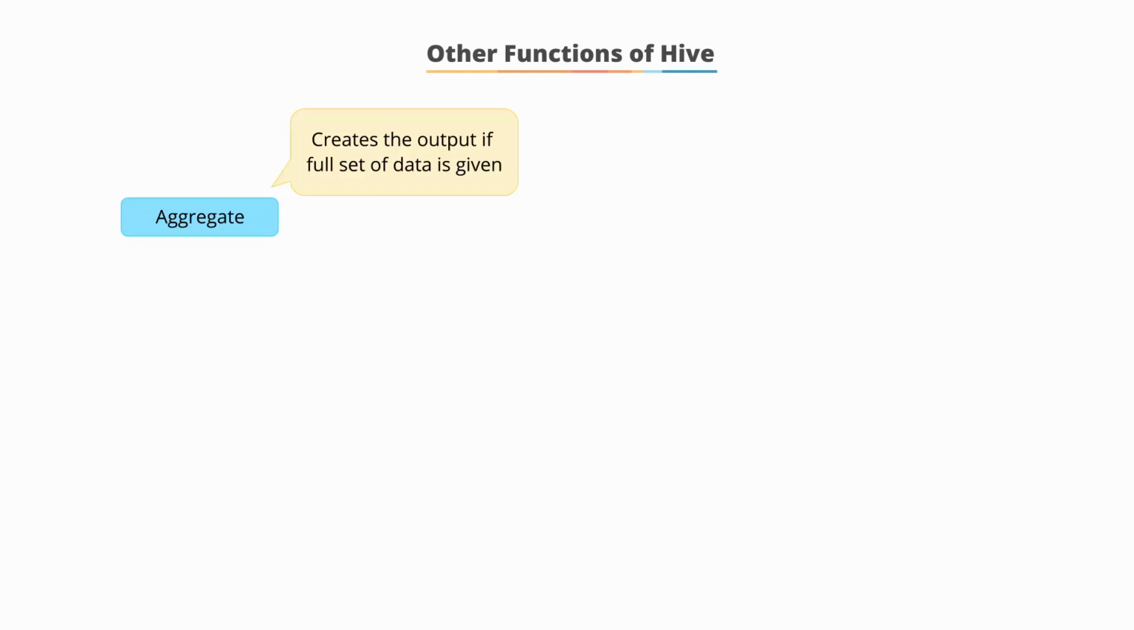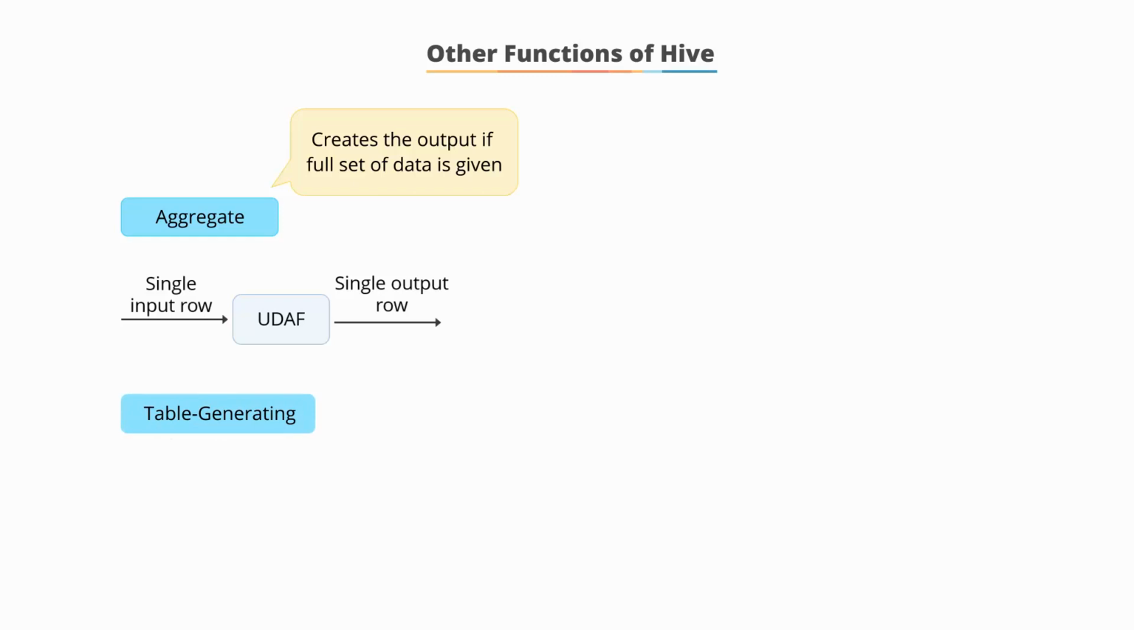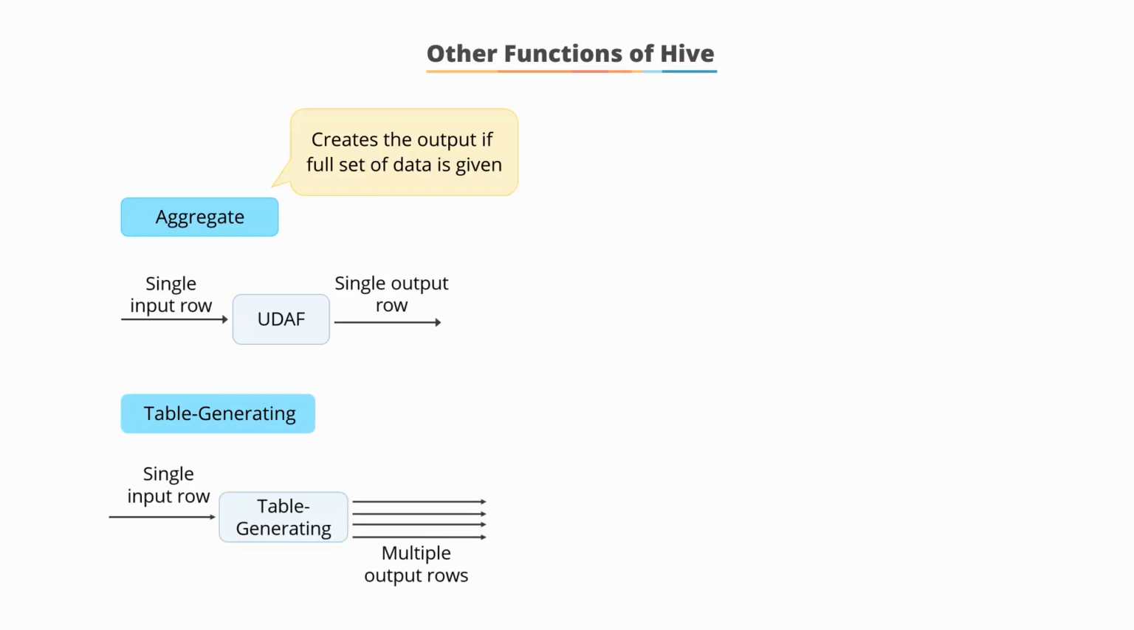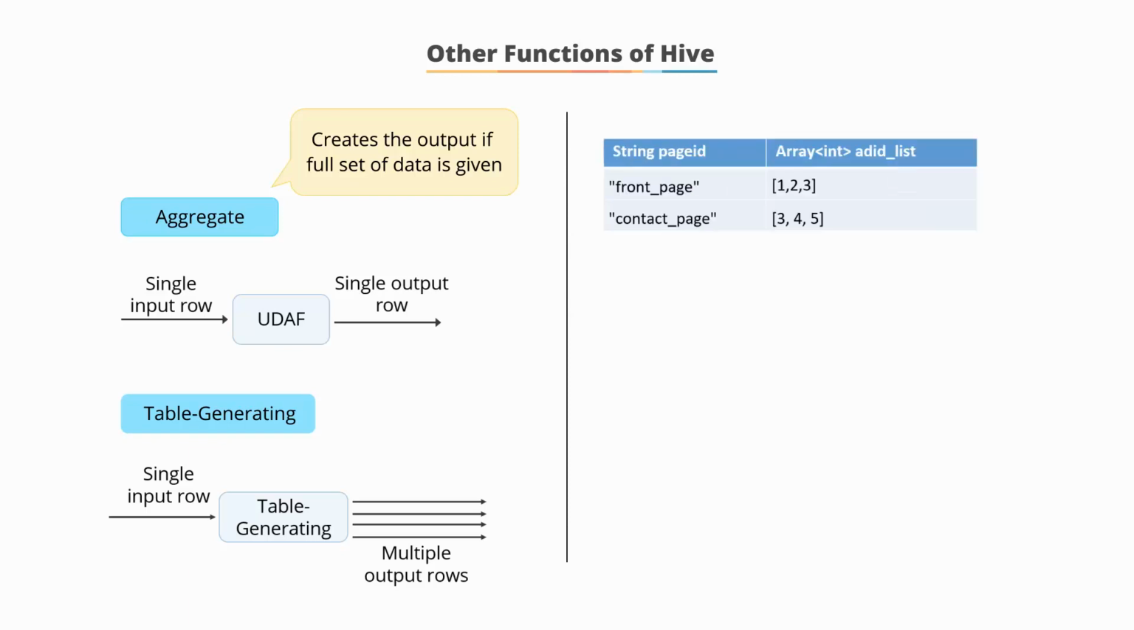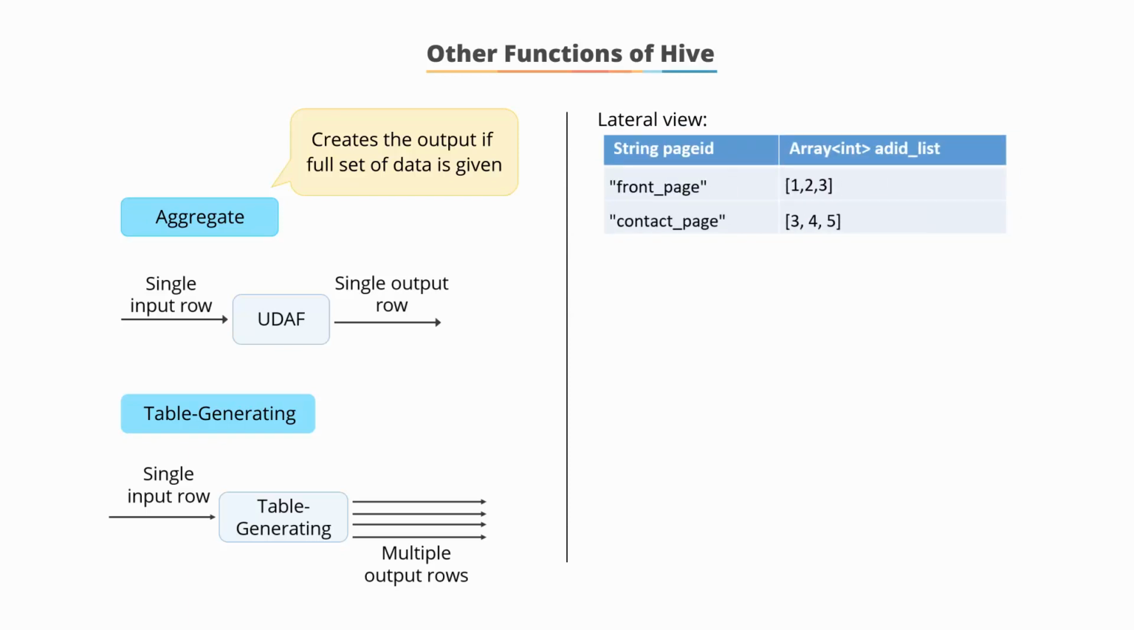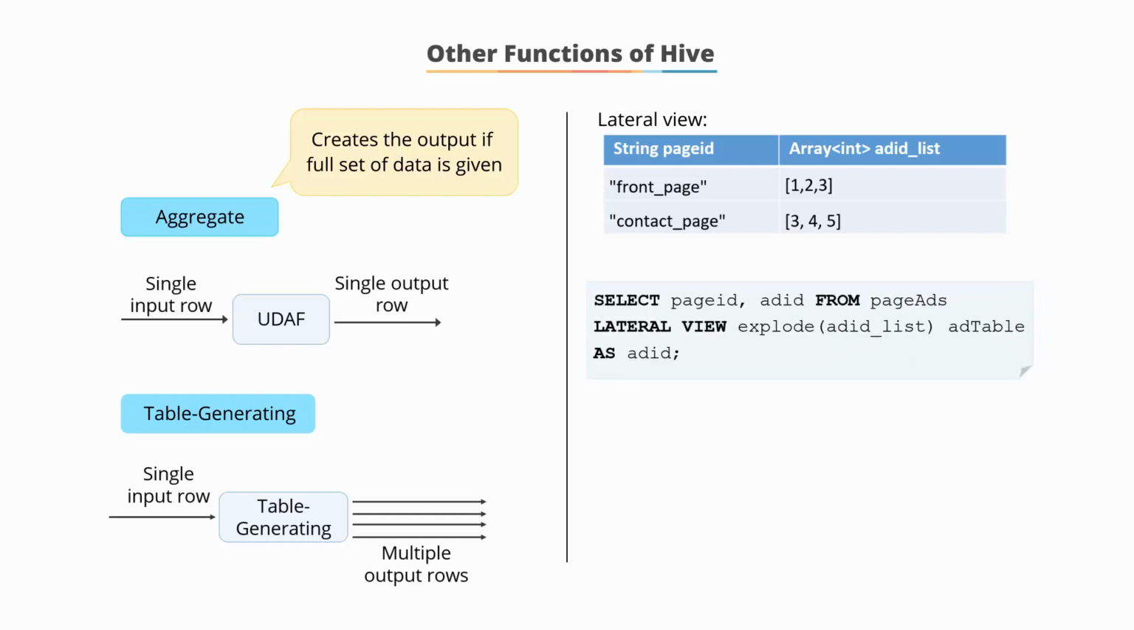Normal user-defined functions, such as concatenate, take in a single input row and give out a single output row. In contrast, table generating functions transform a single input row to multiple output rows. Shown here is a lateral view that is used in conjunction with table generating functions. A SQL script in lateral view is displayed on the screen.